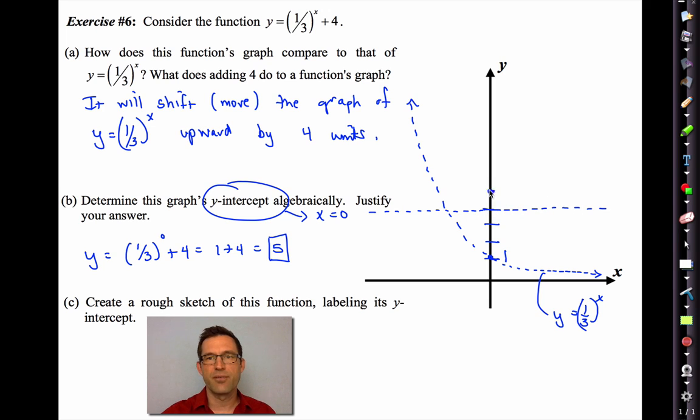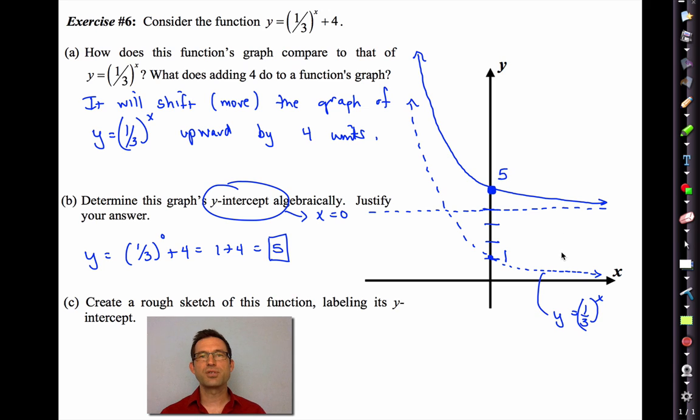I'm going to draw another dashed line. I'm going to also put that 5 on there, because this is what our new function looks like. All right. Instead of getting smaller and smaller and approaching the x-axis, it gets smaller and smaller and approaches the horizontal line y equals 4. So we've shifted our exponential function upward so that it's no longer leveling out at the x-axis, but leveling out at a different horizontal line. All right. Pause the video now if you need to, and then we're going to clear this out and finish up.